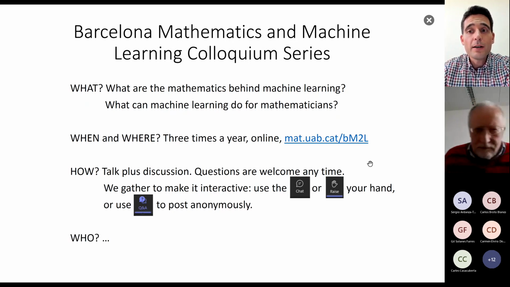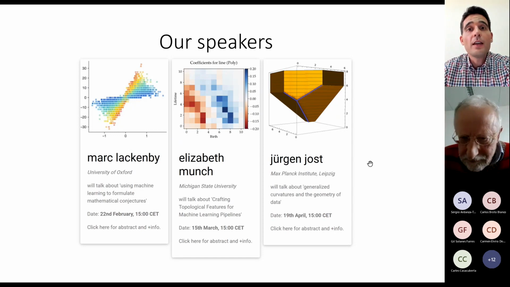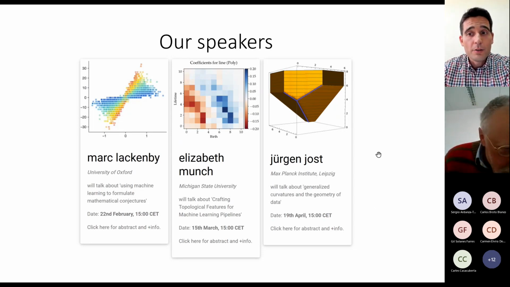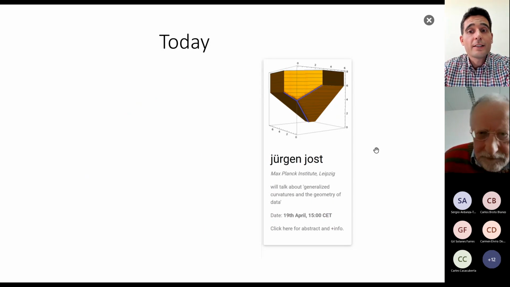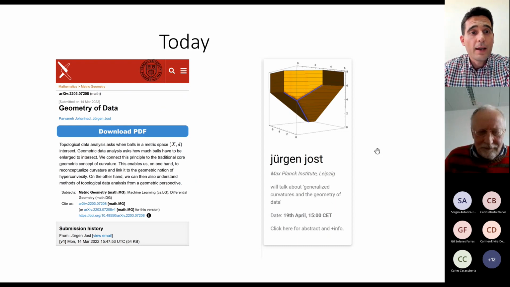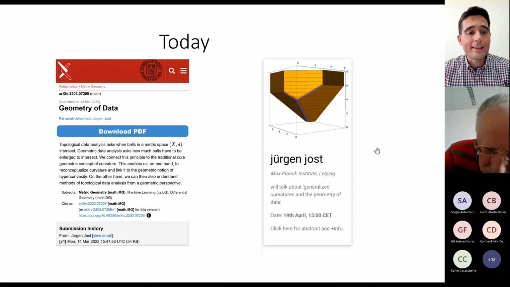And the most important part is who. So we've enjoyed already Mark Lackenby, Liz Manch, and today we finish with Jürgen Jost's talk. He's from the Max Planck Institute, and he will talk about generalized curvatures and the geometry of data. This is something that was posted on the arXiv very recently, just about a year ago. So we look forward to hearing from him. What can geometry do for this data analysis?